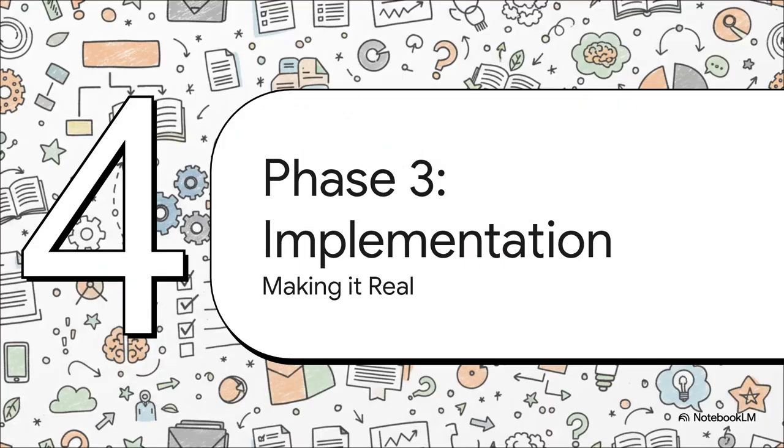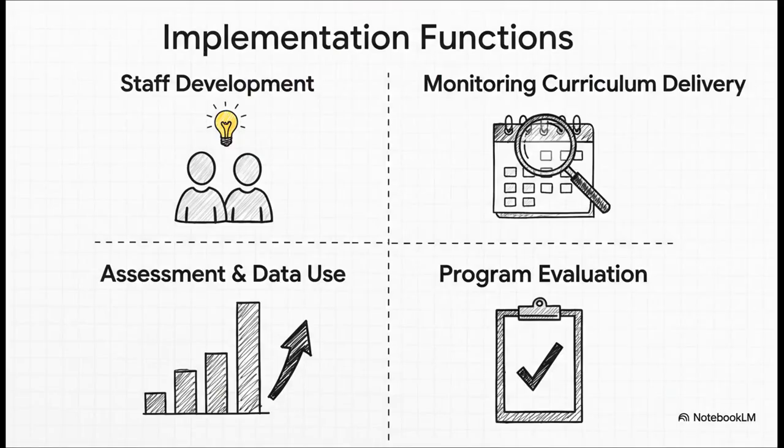All right, on to the final phase, where the rubber meets the road. A plan is only as good as its execution after all. This is the implementation and evaluation stage. Now, implementation isn't just one step. It's actually got 4 key parts that all work together.